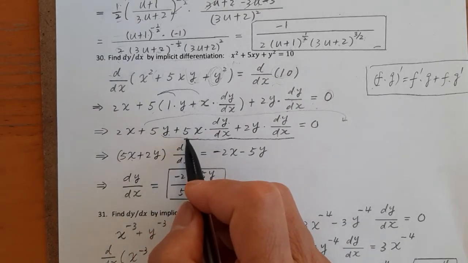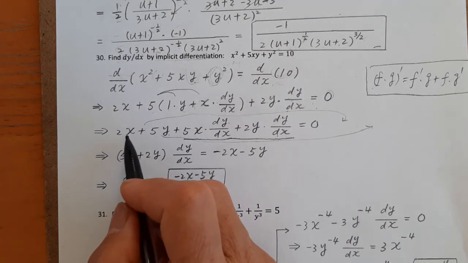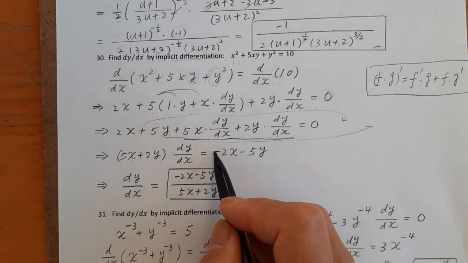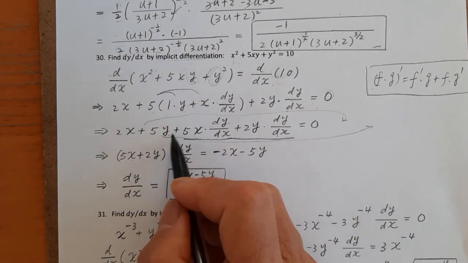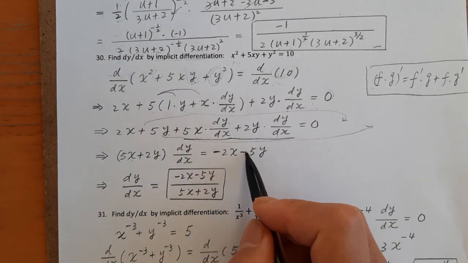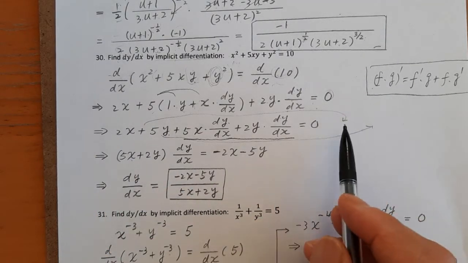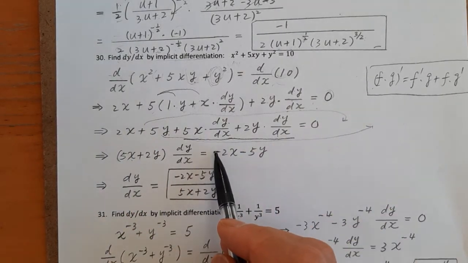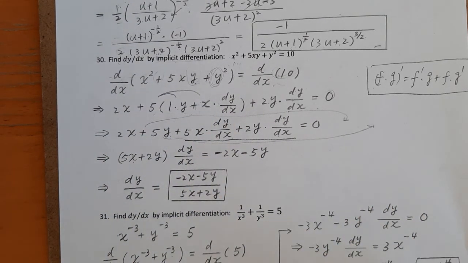Move this 5y to the right side, or you use the subtraction property: minus 2x cancels, becomes 0, minus 2x is negative 2x. Minus 5y cancels, becoming minus 5y on the right side. The quick way is to move it over, and 2x moved changes to negative, 5y moved changes to negative 5y.